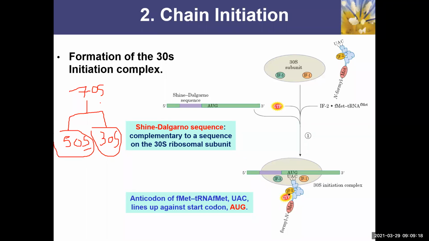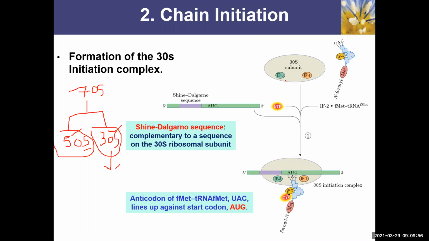What does that mean? As you can see here, the 30S and 50S subunits are dissociated the moment protein synthesis is over. So they separate from each other. The 50S will be lying somewhere else and the 30S somewhere else in the cytoplasm. And this 30S subunit, along with certain proteins called initiation factors, IF being the word for initiation factor, IF1, IF2, and IF3, we have here.